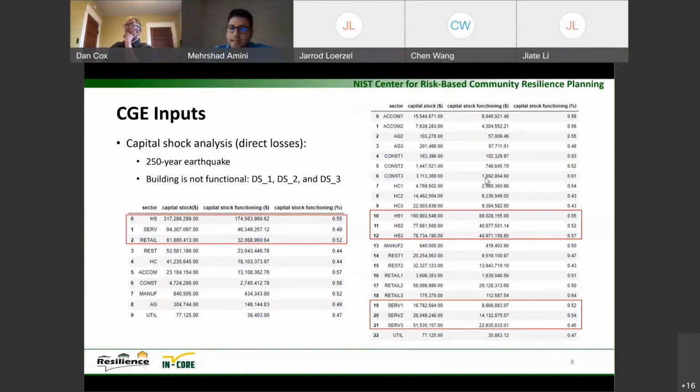And in the figure on the right, you can see the breakdown of the result for housing sectors 1, 2, and 3, which is the breakdown based on the spatial distribution. 1 is the ocean front, 2 the middle, and 3 the housing in the inland.